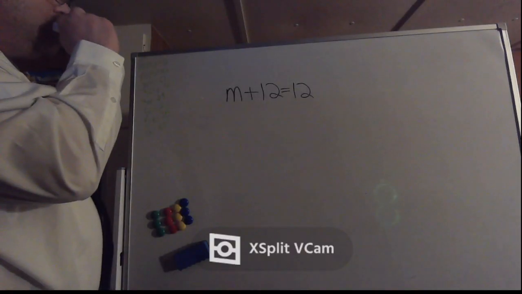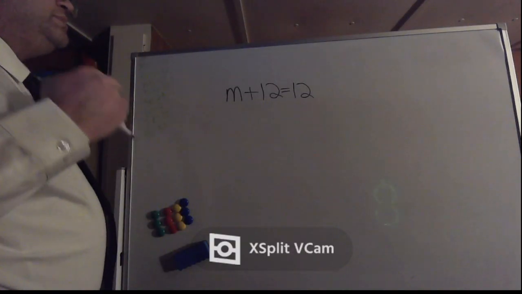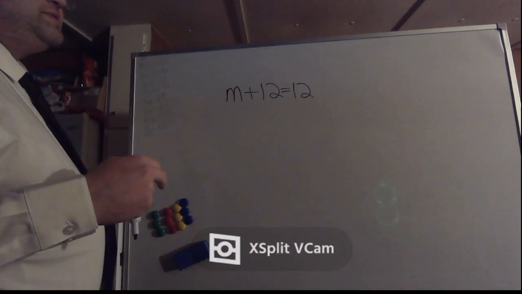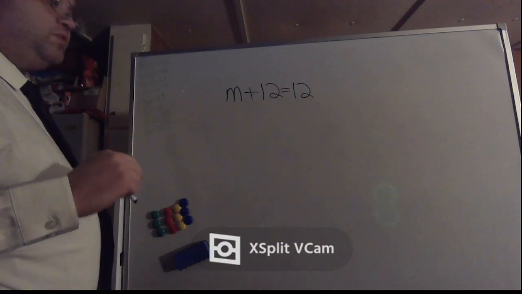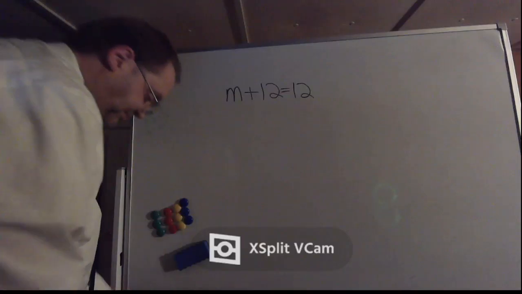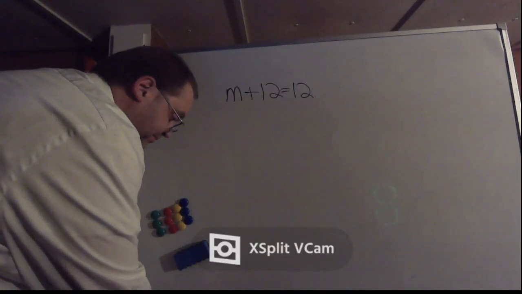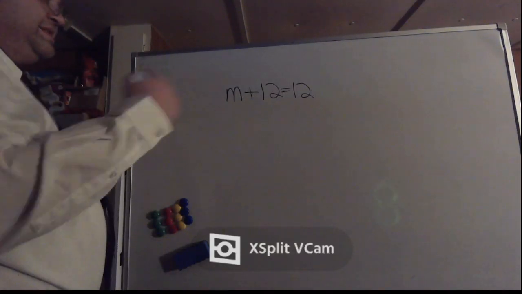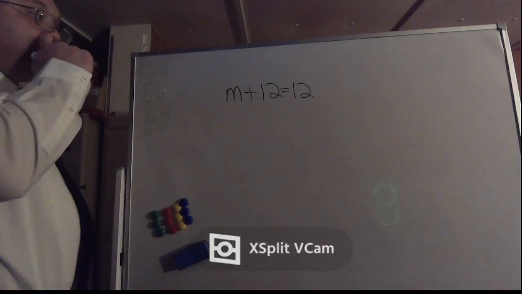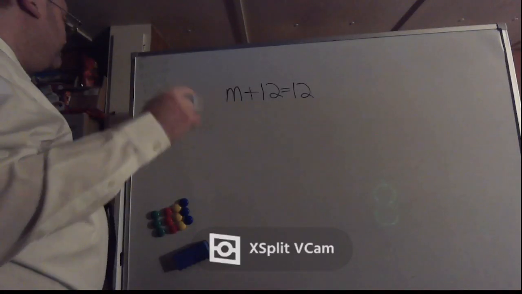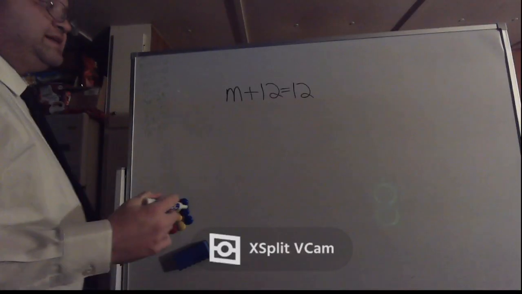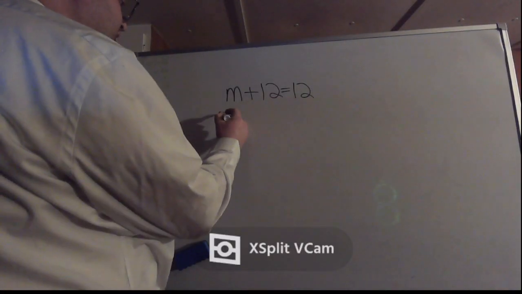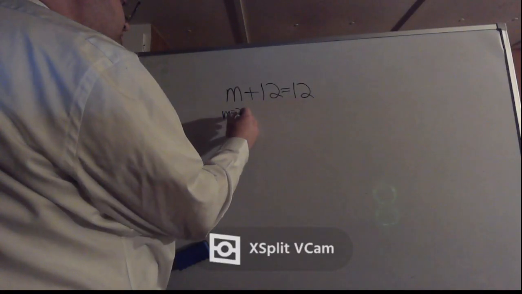So there are two ways we could solve variable equations. We can do the first one as trial and error. What do I mean by trial and error? Well, we can stick any value in for m. We put in some random value for m and see if the left side equals the right hand side. So we'll start with m equals 2.